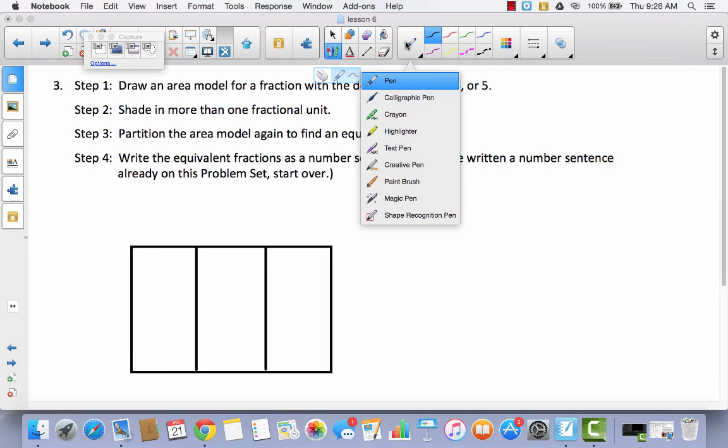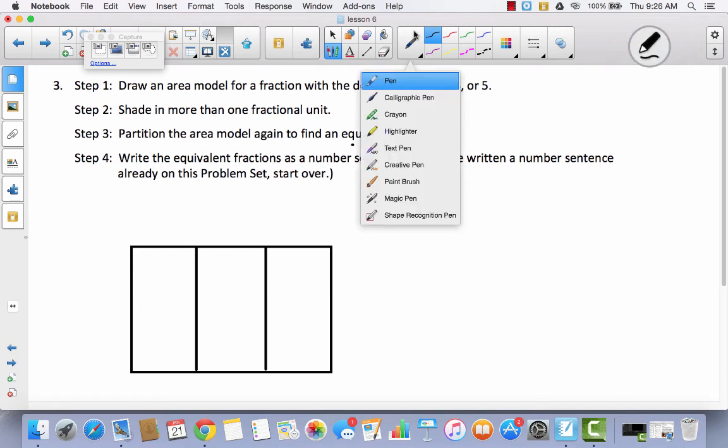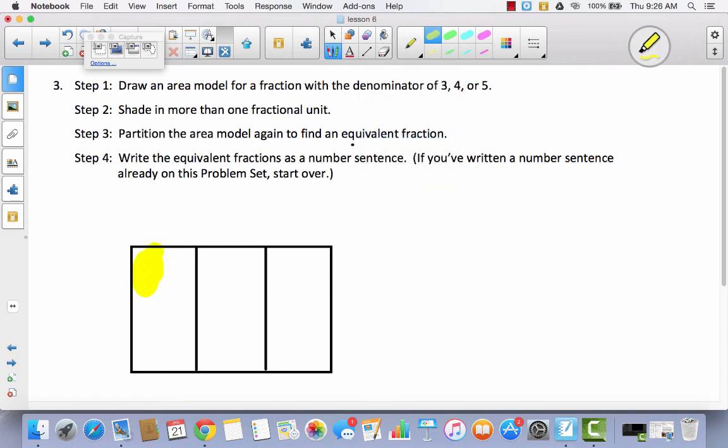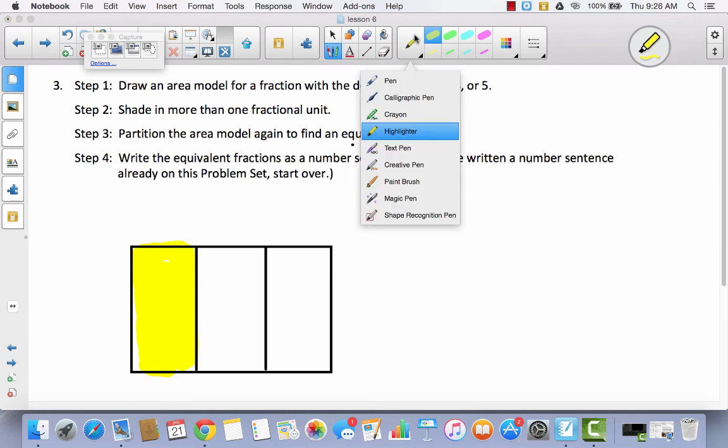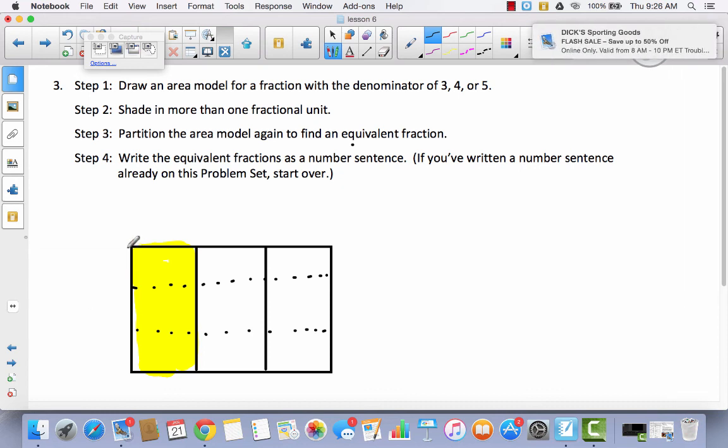I'm going to choose to shade 1 like this. Oops, that didn't turn out right. All right, I want to shade this. So let's go back up here and change this to highlighter. I'm going to shade 1. Now it says partition the area model again to find an equivalent fraction. So now I'm going to decompose. Partition means to just break it apart. I'm going to decompose this actually into 3 parts like that. So I started out with 1/3, and now I have 1, 2, 3 out of 9.